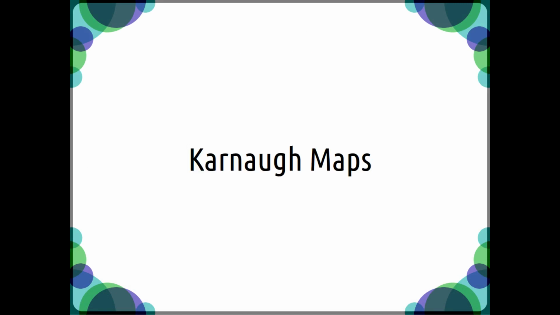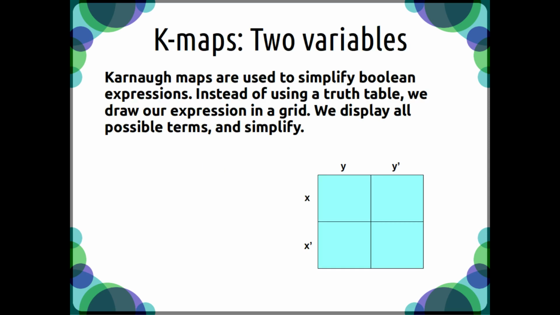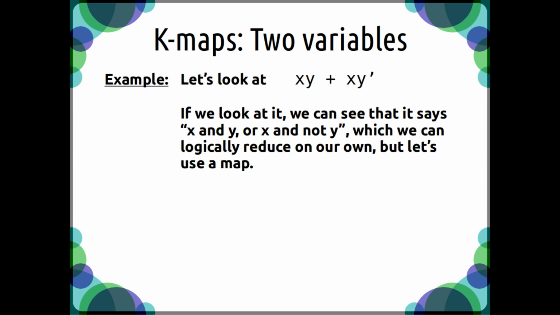Next is Karnaugh maps. This one gets a little long, so make sure you have enough time to watch. So Karnaugh maps are used to simplify Boolean expressions. Instead of using a truth table, we draw our expressions in a grid, and we can display all possible terms this way, and then simplify. So let's look at this. It's x and y, or x and not y. Just by looking at it, we can tell that y's value doesn't really matter, and we can just simplify this to x. But let's use a map to do it.